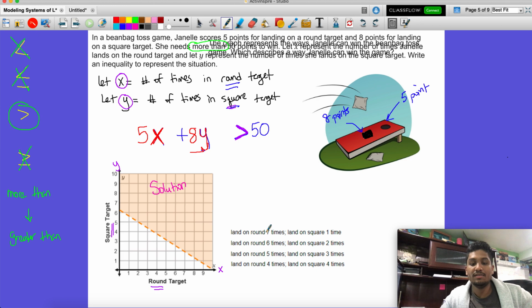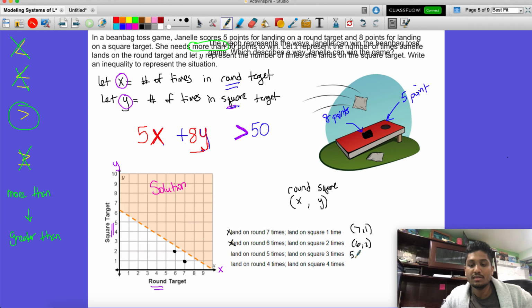And 7 round, so remember x is going to be our round, y is going to be our square. So 7 times on a round, 1 time on a square gives us the coordinates (7, 1). So (7, 1) is down here, and you see that this is not in the shaded area, so this is not going to be an answer. 6 times on a round, 2 times on a square, (6, 2) is closer, but it's not really where we need it to be.